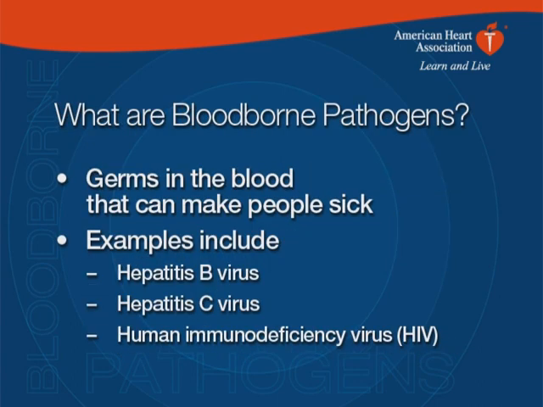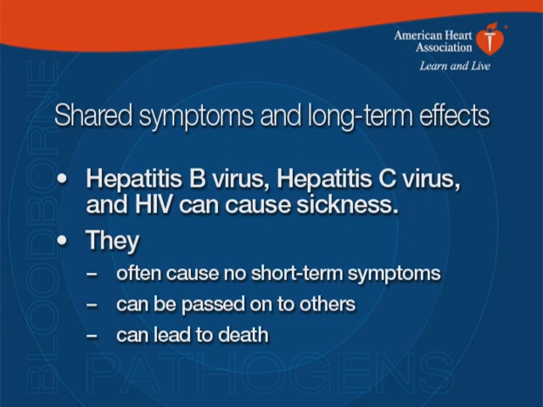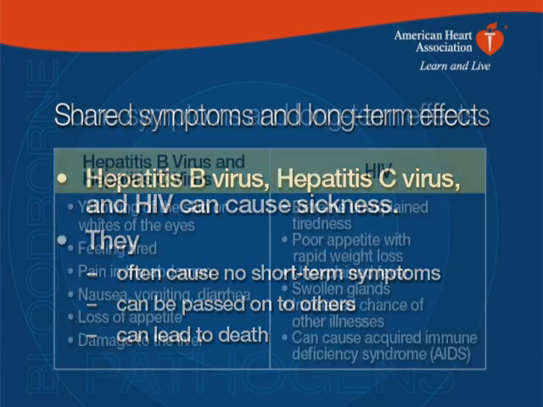Bloodborne pathogens are germs in the blood that can make people sick. Examples of bloodborne pathogens are hepatitis B virus, hepatitis C virus, and human immunodeficiency virus. The hepatitis B virus, hepatitis C virus, and HIV virus are examples of bloodborne pathogens. These viruses can cause sickness. They often cause no short-term symptoms, can be passed on to others, and can lead to death.